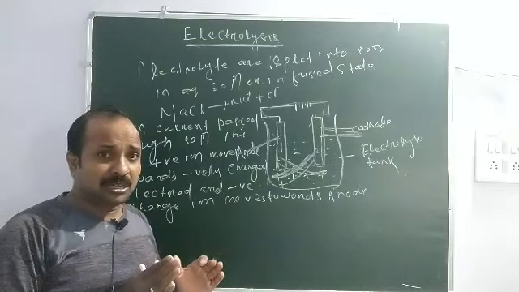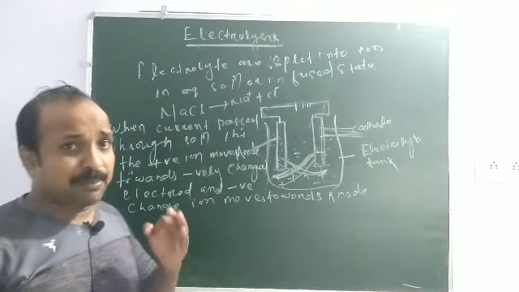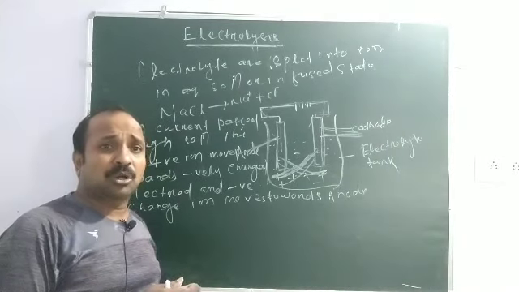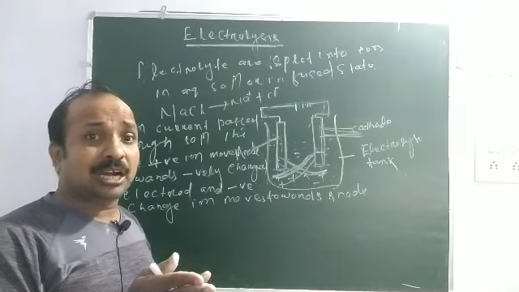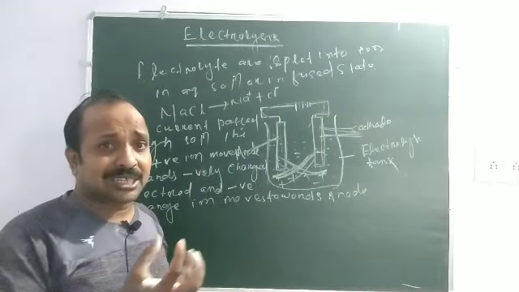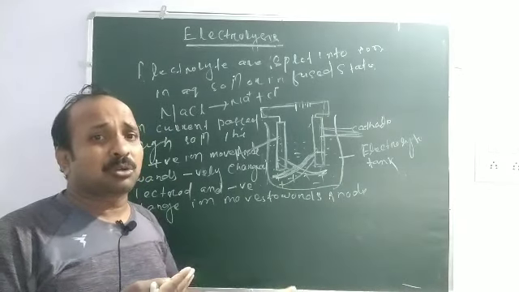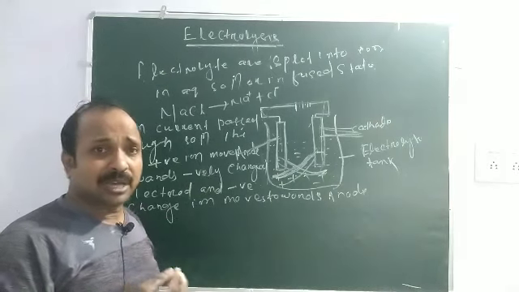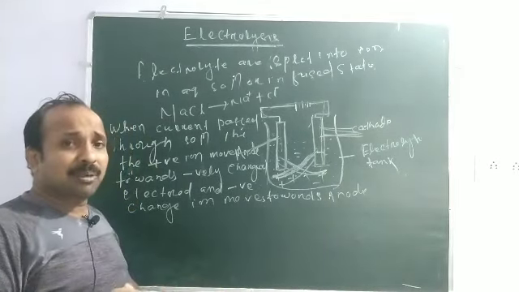Positive ion means a deficiency of electrons. They convert to positive ions due to losing their electrons, so they want to accept electrons. When they accept electrons, they convert to the normal state.